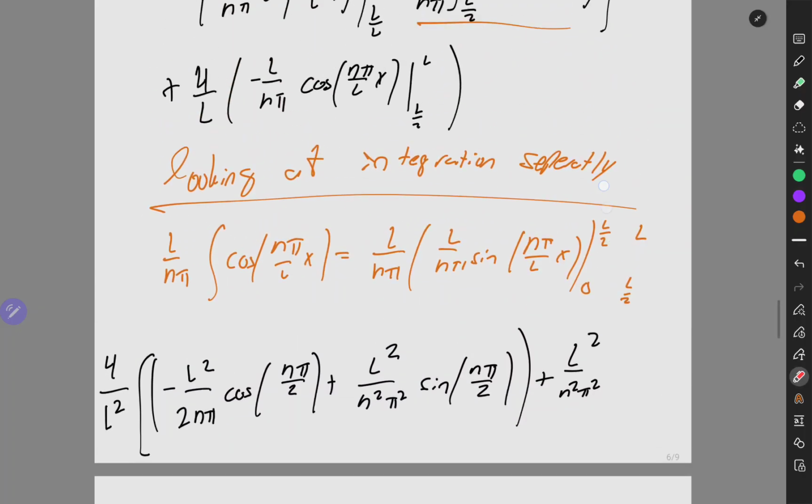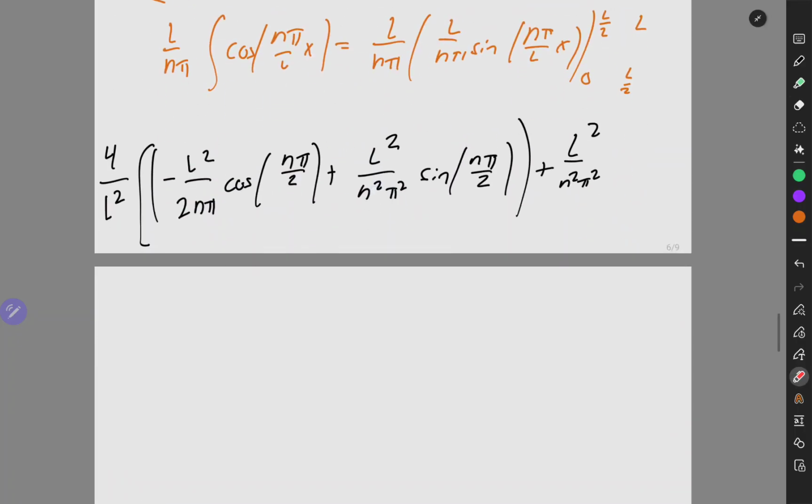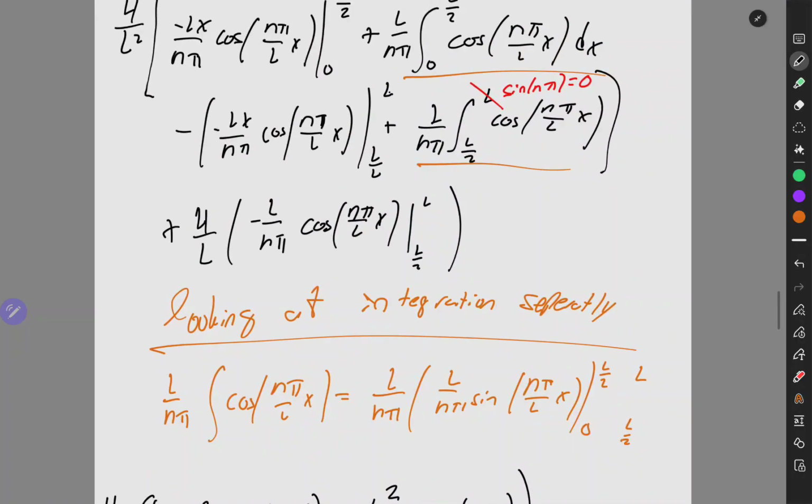Okay, we'll look at this part here. That part's pretty easy. That's minus. Yes, I'm going to erase this for now. It's minus L squared over n pi cosine n pi plus L squared over 2n pi cosine n pi over 2. Does that make sense?